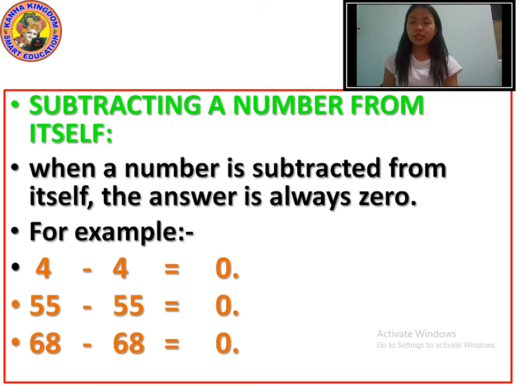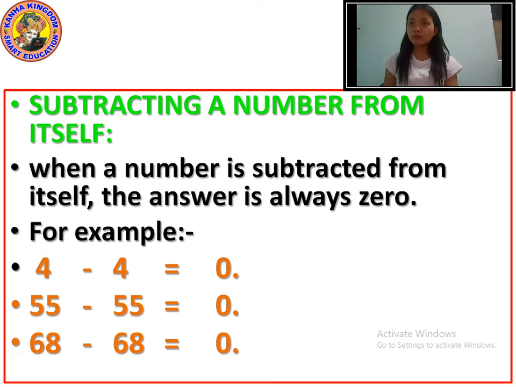Okay, now the last, or third, property of subtraction: subtracting a number from itself. That means you have to subtract the number from itself. When a number is subtracted from itself, when the same numbers are subtracted from each other, the answer is always 0.